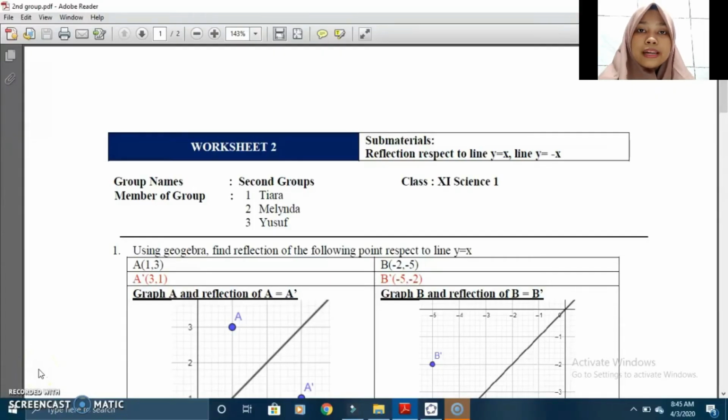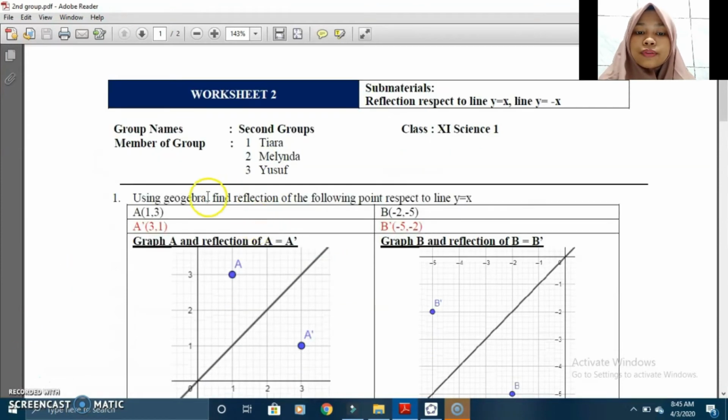Hello, my name is Tiara. I'm from the second group, and I want to present my discussion result about the relations between reflections with respect to the lines y equals x and y equals minus x in each matrix. The members of my group are Tiara, it's me, Melinda, and Yusuf. We are from 11 Science 1. Okay, let's go to the first question.